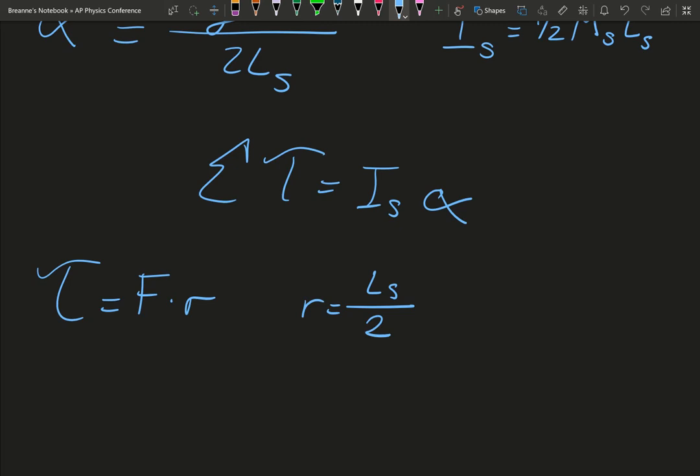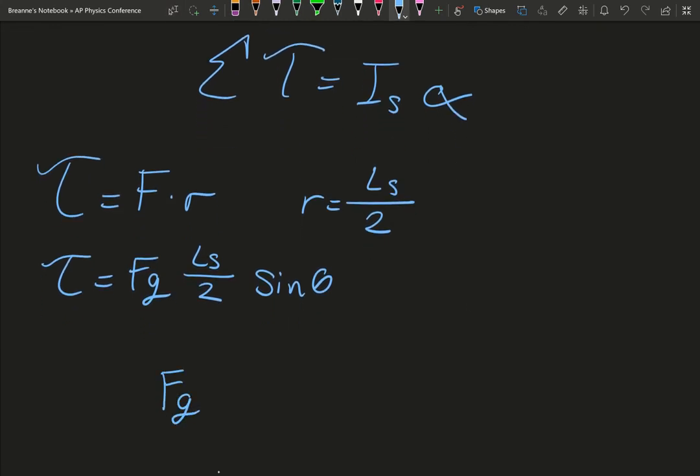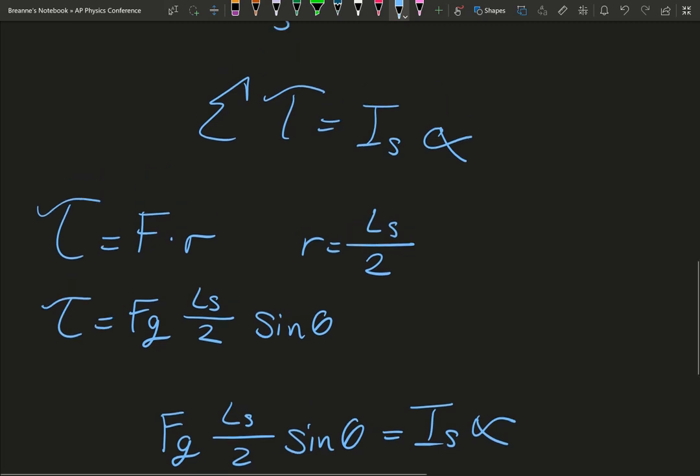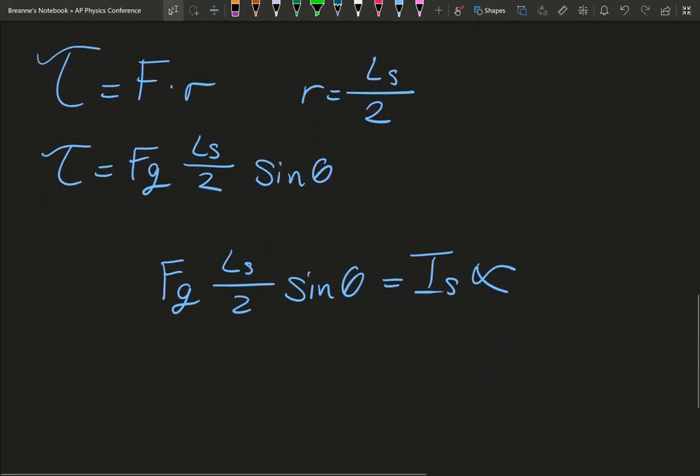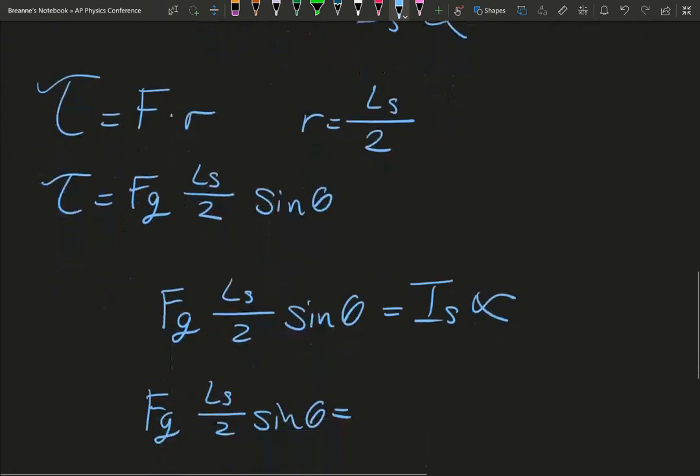So if we plug that in, being technical, that'd be our force of gravity times Ls over 2. We do have a theta involved, so we're going to plug in our sine theta. So all of that gets plugged in on this side: F_G Ls over 2 sine theta equals our I_S alpha. We know what our I is, so we can plug that in.